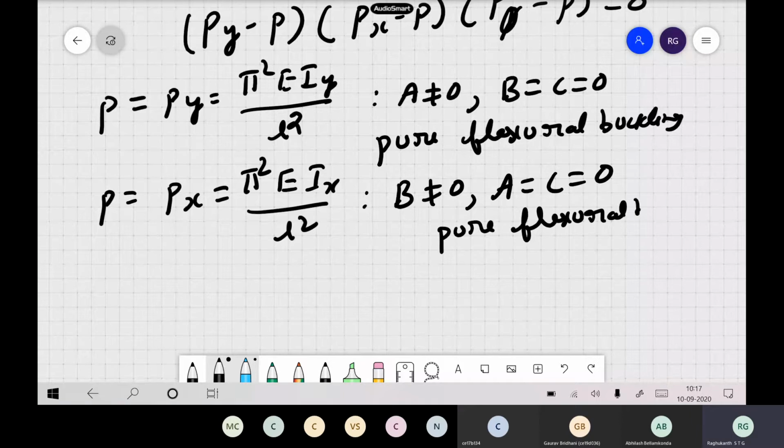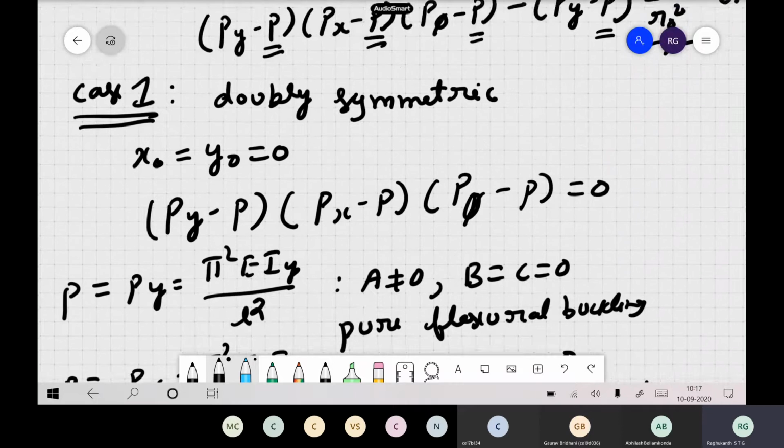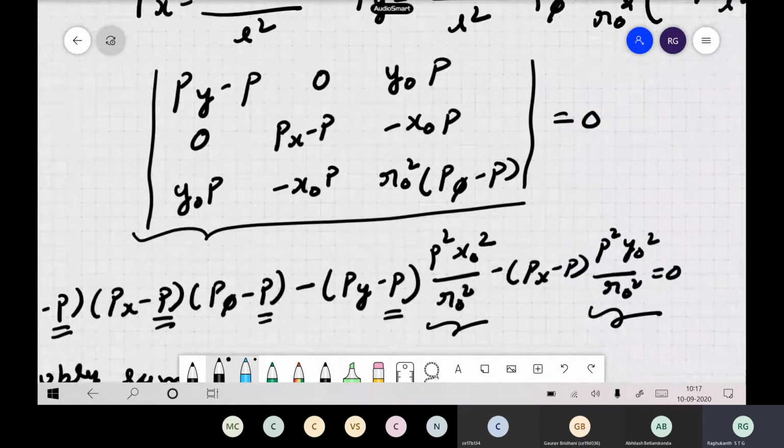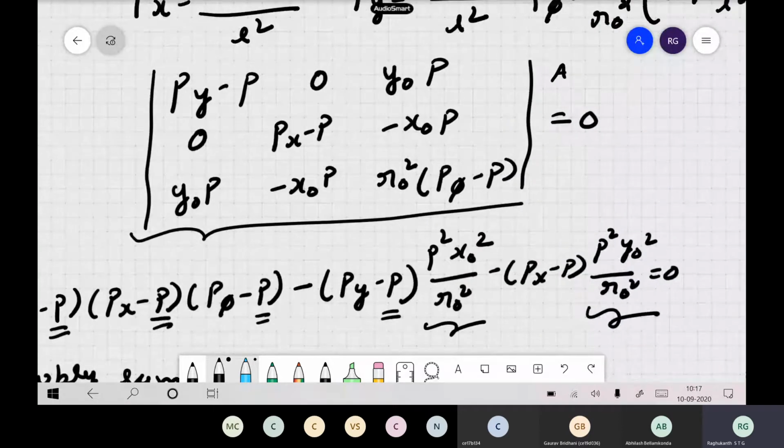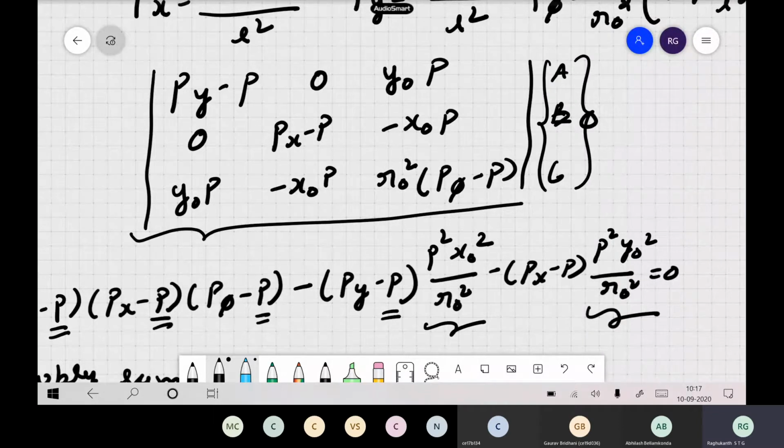I hope all of you know how to find out the eigenvectors. If you substitute, this is our thing, you have A, B, C, and this side also. Now X naught, Y naught are 0. This is a special case, so all the off-diagonal terms go to 0. You have only the diagonal terms.